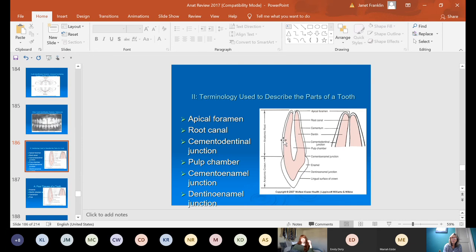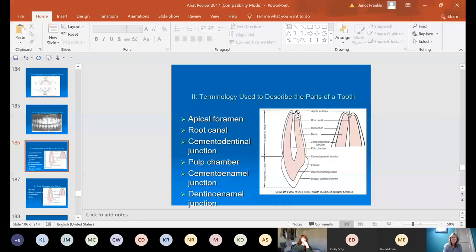So anatomic, think of it as what you're born with. What stays where it is. Your clinical is what changes. What do you see? Your clinical crown can include part of your root if you have recession. Underneath your enamel and your cementum, you have dentin. Dentin is the biggest one in your mouth because it covers the underneath of both your crown and your roots. The very innermost part is your pulp chamber.